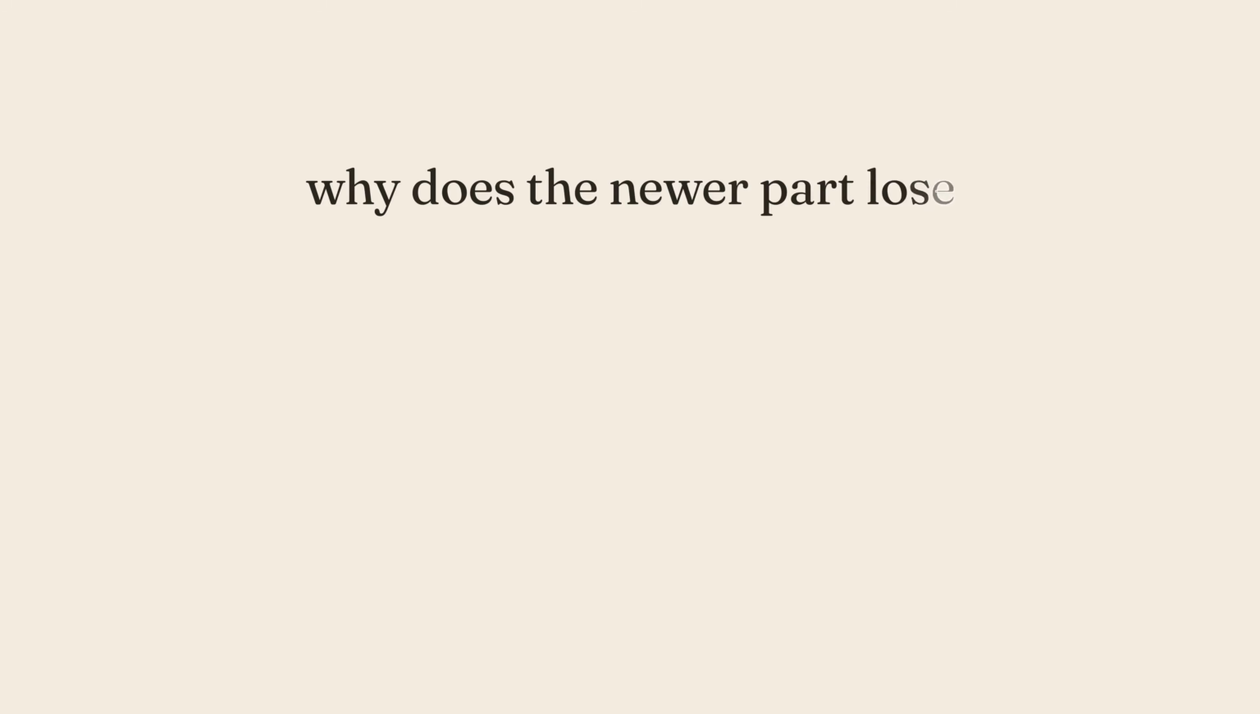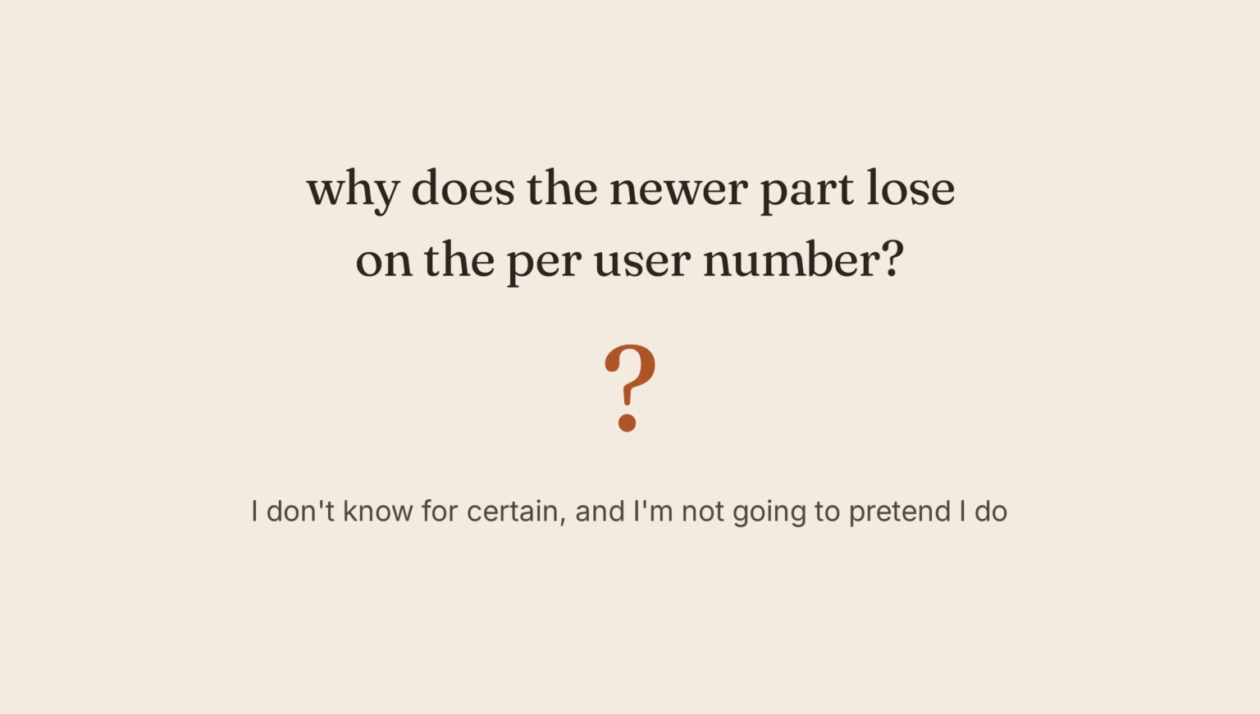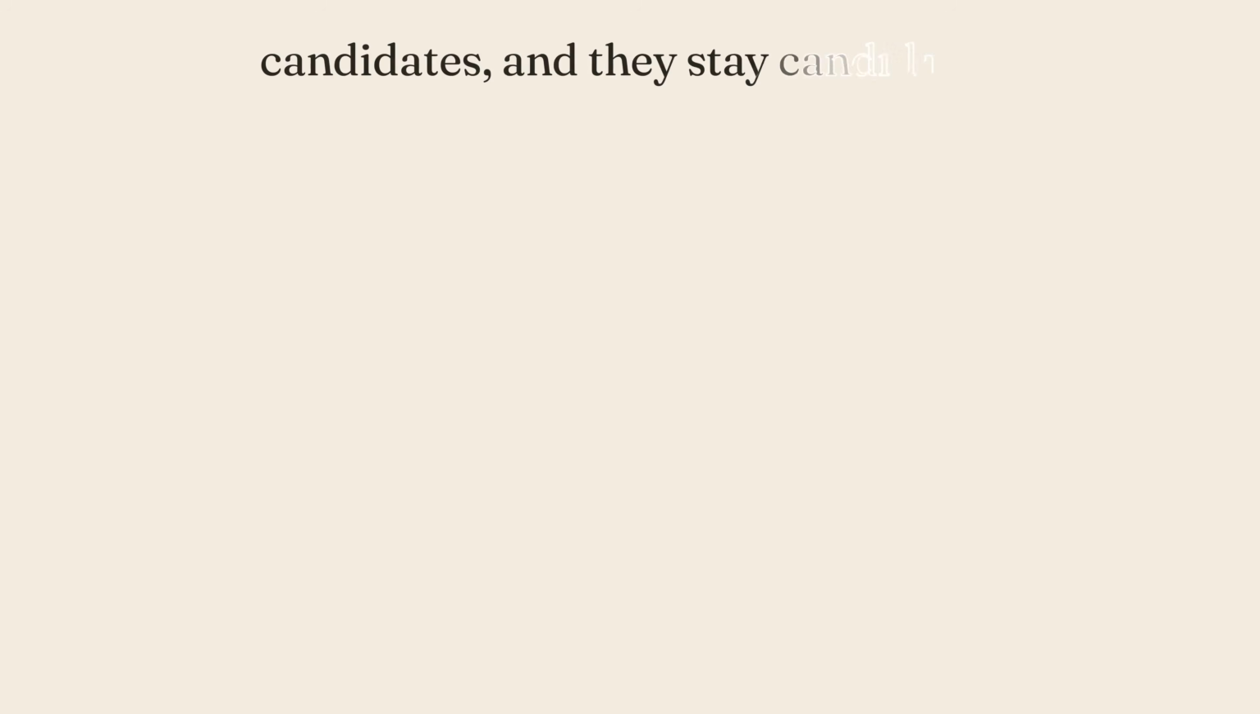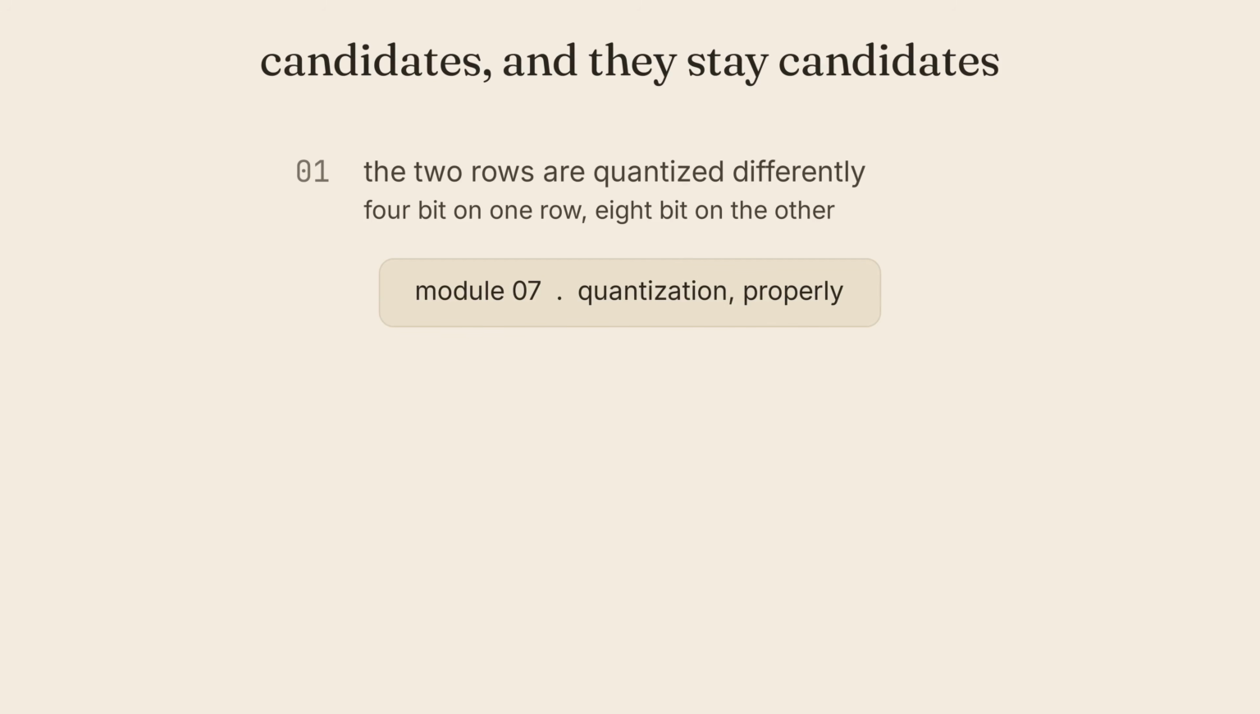So why does the newer part lose on the per user number? I don't know for certain, and I'm not going to pretend that I know. Those two rows are quantized differently. So the numbers inside the model have been squeezed down to fewer bits, 4 on one row and 8 on the other. And we will do quantization properly in Module 7.